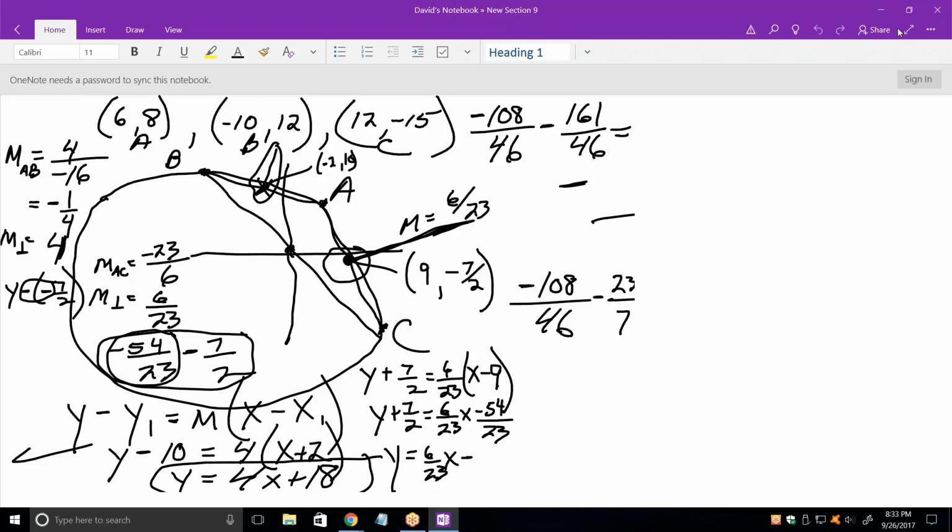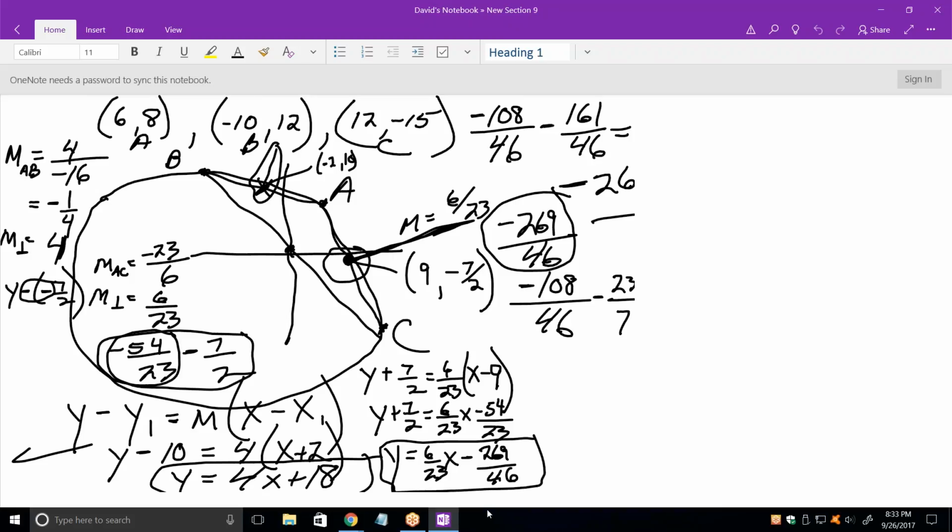No, it's minus 108 minus 161. Add them together. Minus 269 over 46. That is the answer based on our 3 points that we picked. Cool.